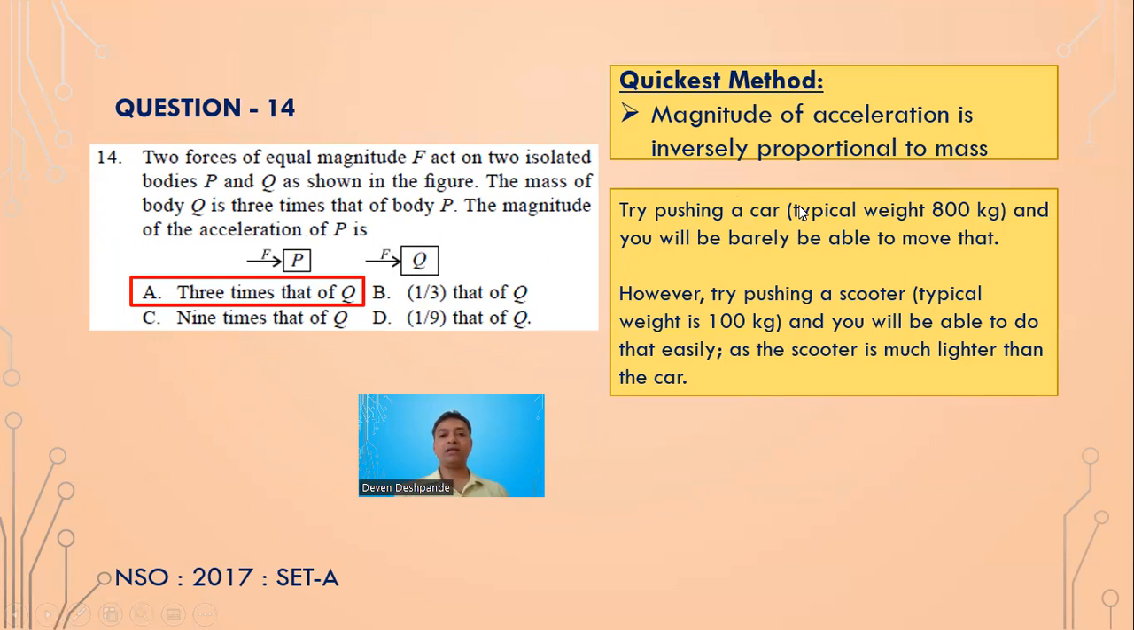So let's take a typical example. If you try pushing a car of 800 kgs, so let Q be 800 kgs, you will be barely able to move it, isn't it? But if you try pushing a scooter, so if P is a scooter, then you will be easily able to push it, isn't it? Because a scooter is lighter than a car. So because the body is lighter, the magnitude of acceleration will be higher as compared to a heavier body with the same amount of force applied.